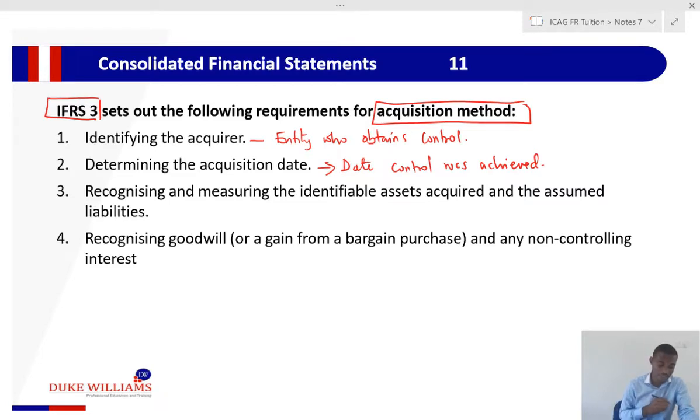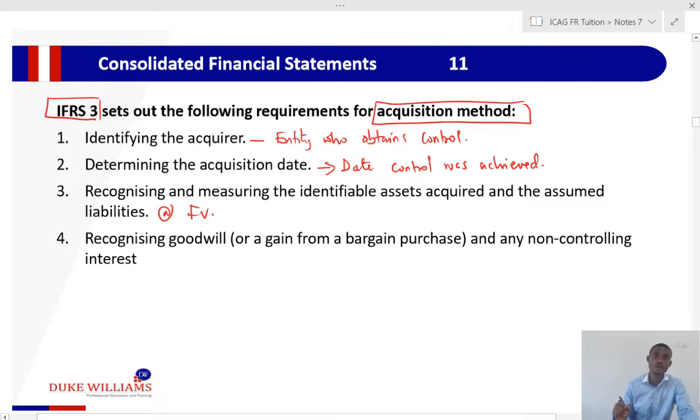All right. Now, step 3 is that on the date of acquisition, we have to determine the fair value of assets and liabilities. So we have to recognize and measure all assets and liabilities assumed at fair value on the date of acquisition, including intangible assets which were not previously recognized by the investee, the subsidiary. And provided we can determine the fair value of the intangible assets, we recognize them.